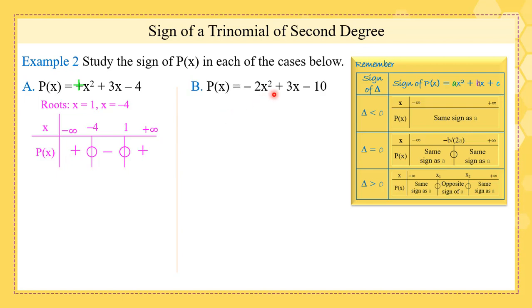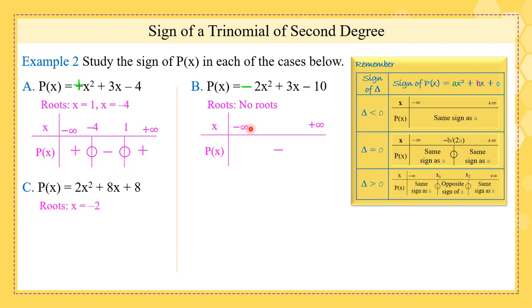Let's see another example. This is also a trinomial of second degree. In this case we have no roots, and we can tell by using either delta or the calculator. Now, in case we have no roots, we have to use the same sign as a, and a in this case is negative, as you see. So we put a minus.